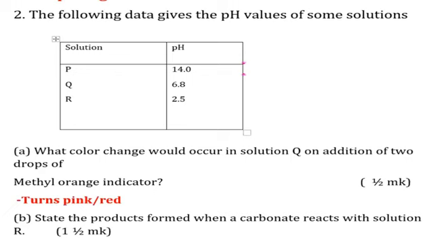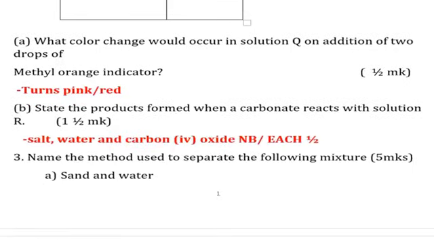Number B. State the product formed when a carbonate reacts with the solution. What is formed is salt, water and carbon dioxide.